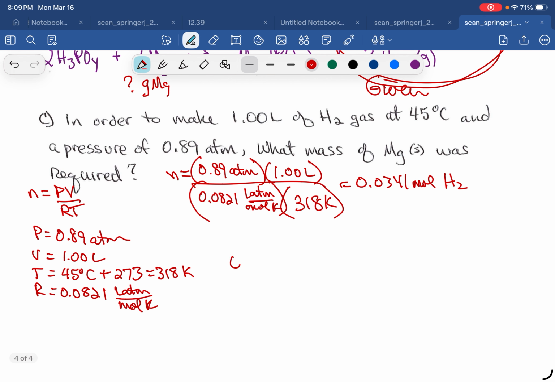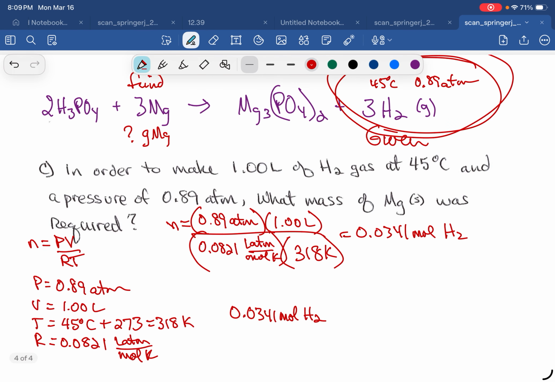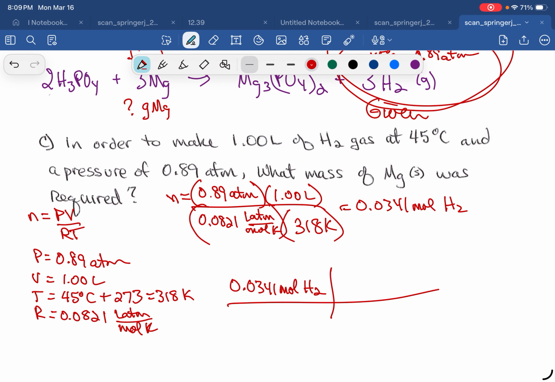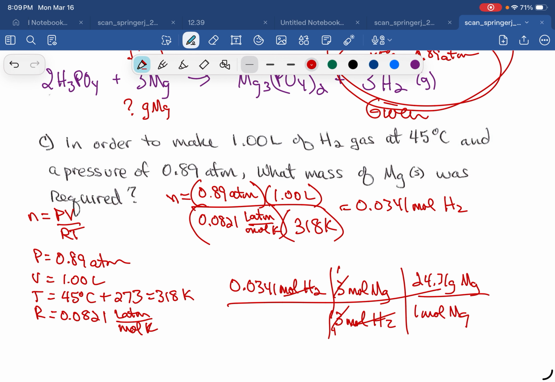That'll be my given, 0.0341 moles H2. I'm trying to find Mg. So 3 moles Mg over 3 moles of H2. Again, the 3's are going to reduce to 1 and 1. The moles of H2 are canceling. And then 24.31 grams Mg per 1 mole Mg.